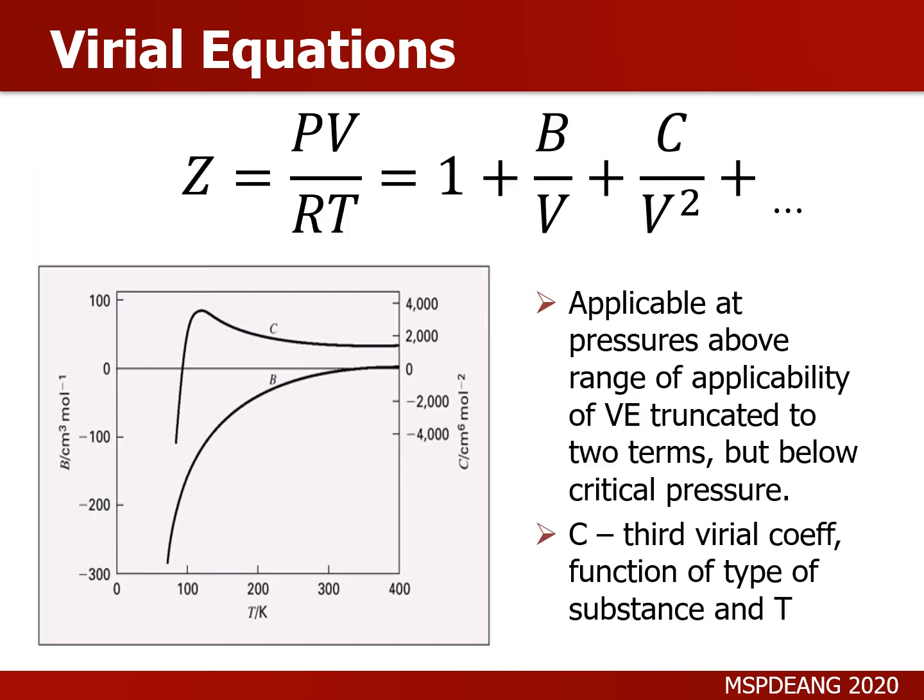Now for the three-term Virial EOS, this is its range of applicability. Typically, the three-term Virial EOS is used below the critical pressure of a fluid. And again, C is the third virial coefficient, and it's a function of the type of the substance and the current temperature. So if you know the temperature and you know the substance, read from the table what its virial coefficients are.